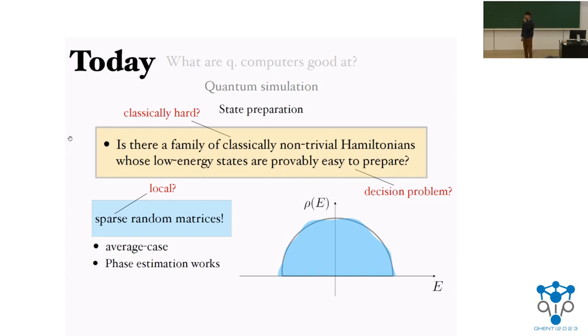Thanks, that's really beautiful. What do you know about the gap in this ensemble, the spectral gap? This one? Yeah, in the sparse random matrices. They're not supposed to have a gap. The gap is exponentially small. Yeah. That's why it works.